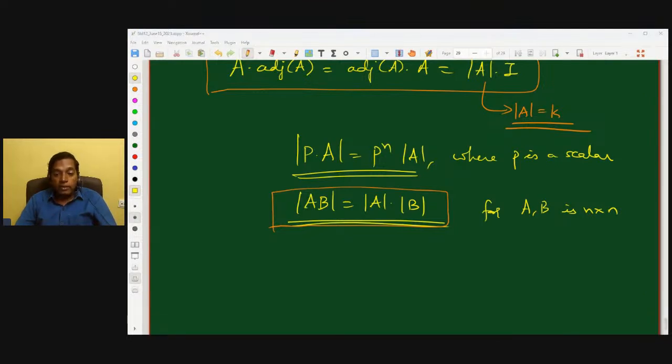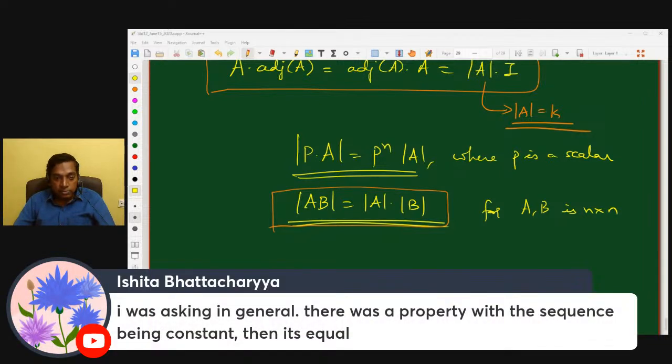Okay, Ishita said that if the power sequence is constant, then it's equal. Could be.